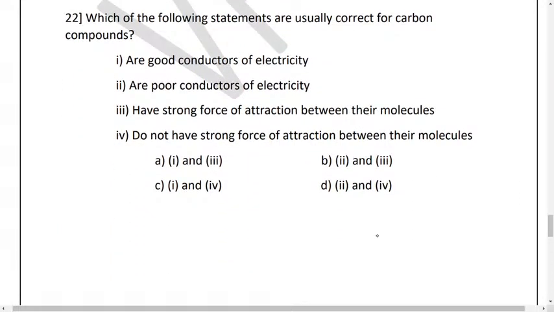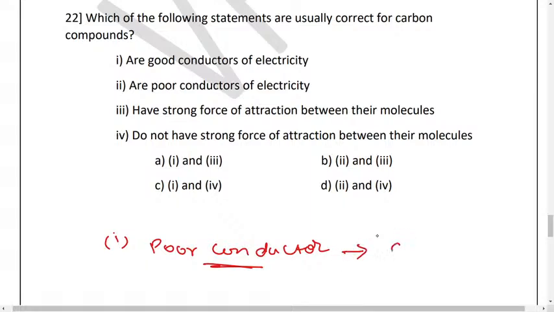Question number 22. Which of the following statements are usually correct for carbon compounds? For the carbon compounds, which properties are correct? They were asked like that. Okay, the first property, if you observe, is: are good conductors of electricity. Are the carbon compounds or the covalent compounds good conductors of electricity? No, carbon compounds are always poor conductors of electricity. Why are they poor conductors of electricity?